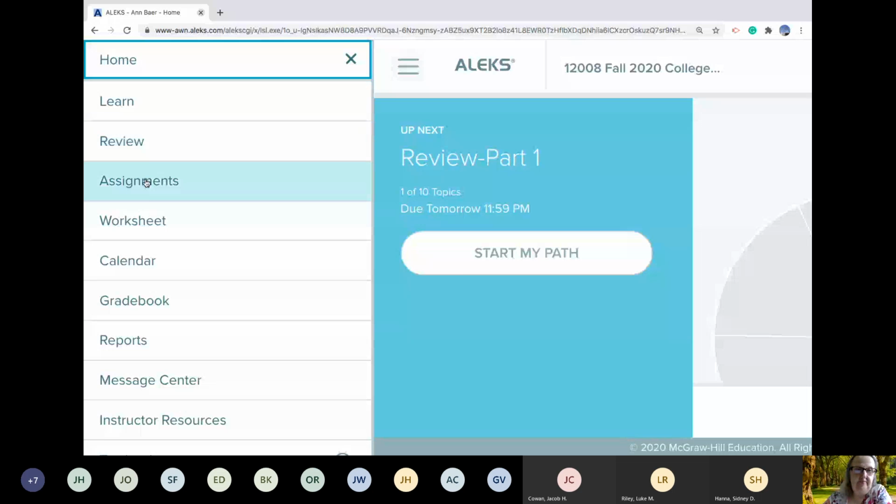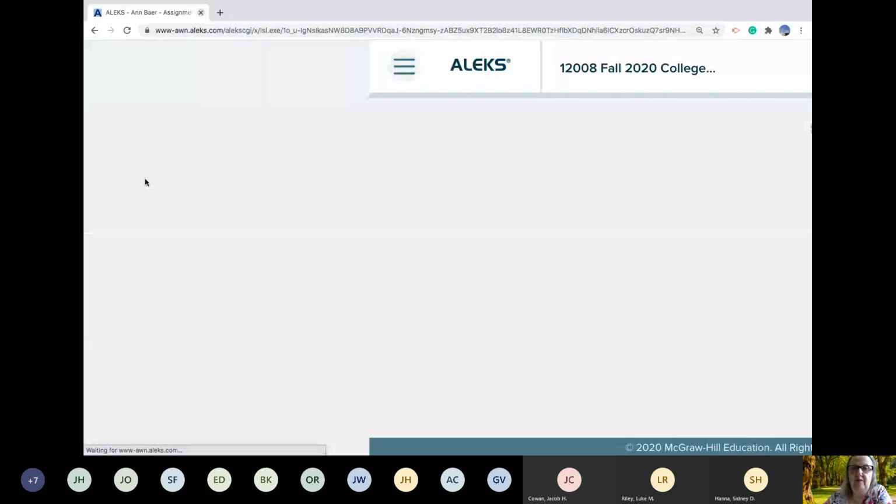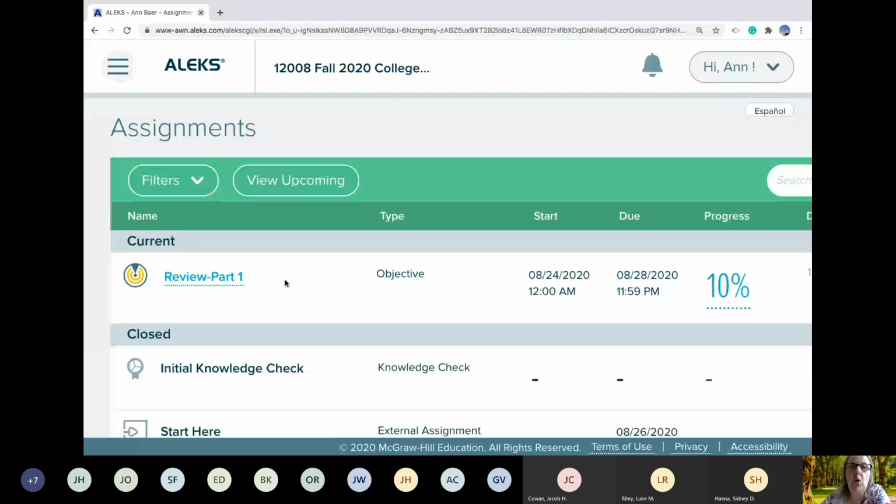Assignments. This is what I've done, and I've not done very much here. But if you're in doubt whether you've completed an objective, you can go to assignments and take a look. If you have 100% here, then you have completed the objective. So I wanted to show you that.